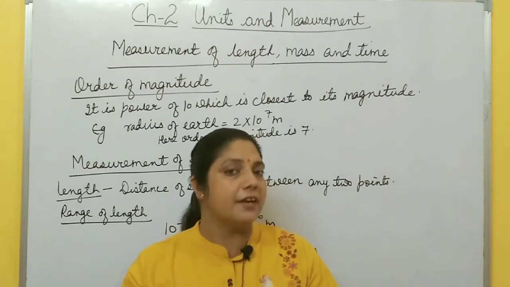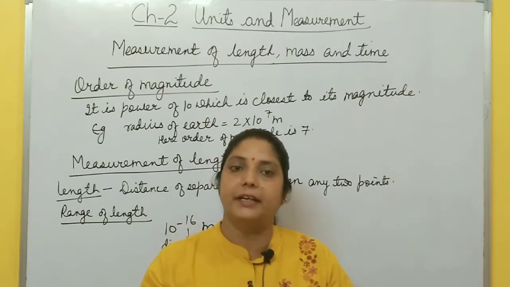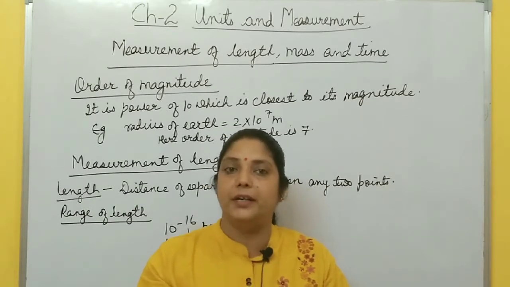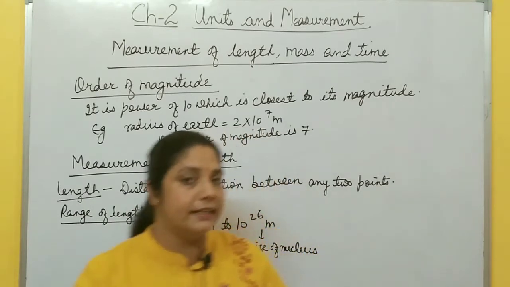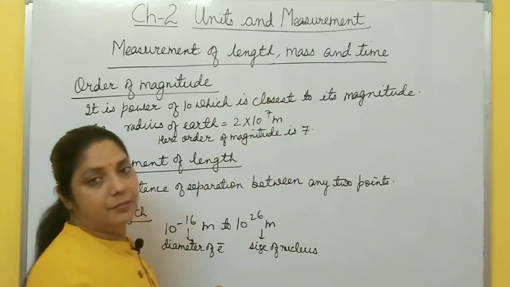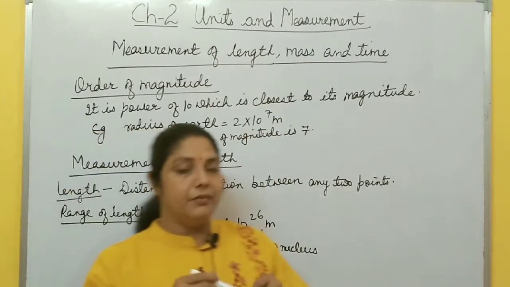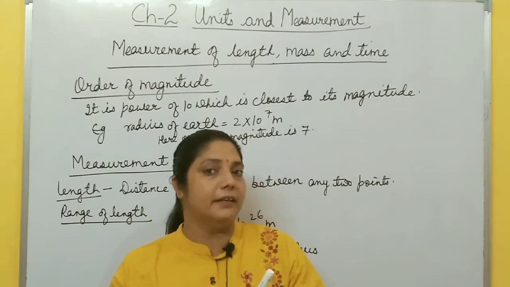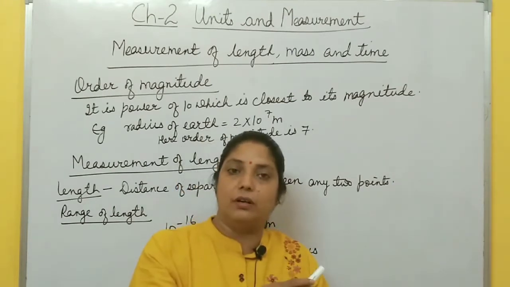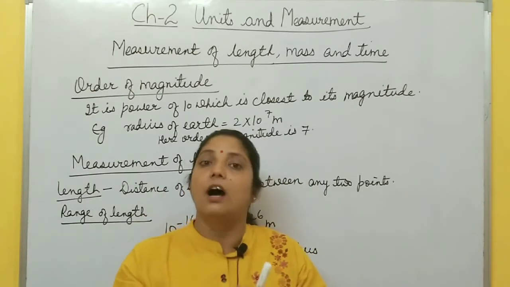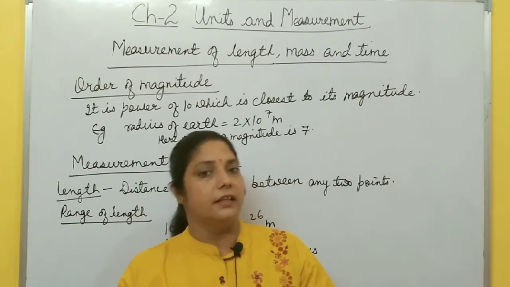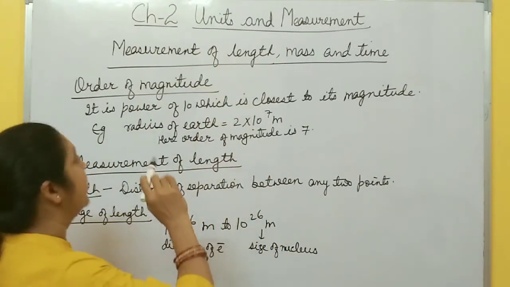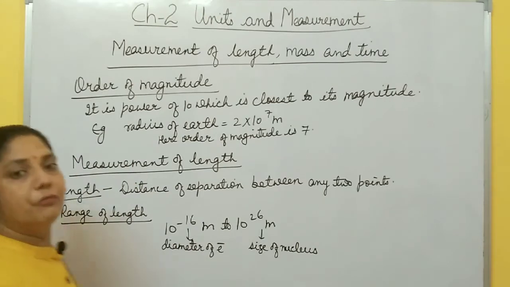And there are 7 fundamental physical quantities. Out of those 7, 3 fundamental physical quantities are mostly used, that is length, mass and time. So in today's lecture, we will discuss how you can measure length, mass and time. If a length is very small or a larger distance, how you measure all these things, in this lecture we will discuss. Okay. So before starting this one, you must know about order of magnitude.